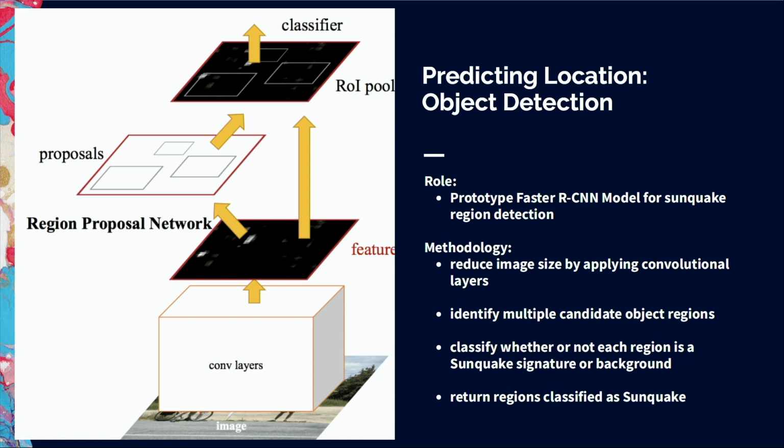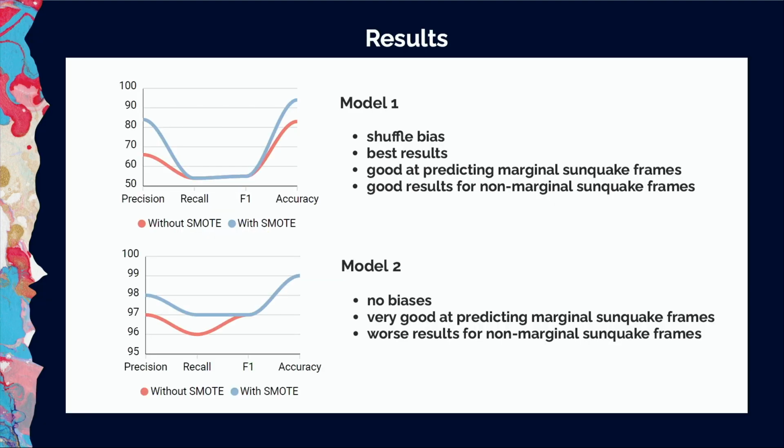Okay, for predicting location, we didn't customize this a lot, so we have used one prototype of a Faster RCNN model. So the methodology with Faster RCNN models is we take the input image, we pass it through a series of convolutional layers, we obtain some feature maps, and then we have this network which tries to identify regions where there might be Sunquakes, and then a classifier on top which classifies whether the identified regions do contain Sunquakes or not. So this shortly.